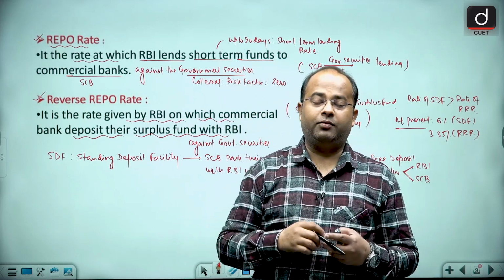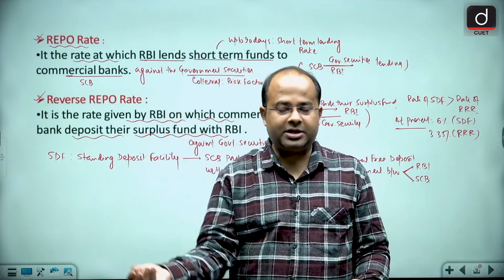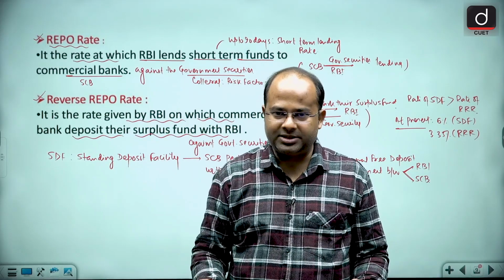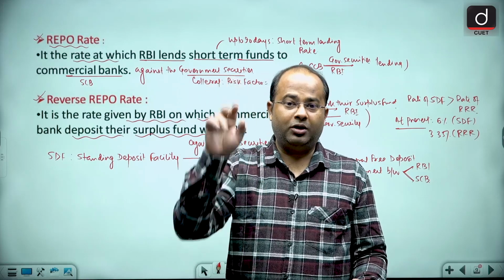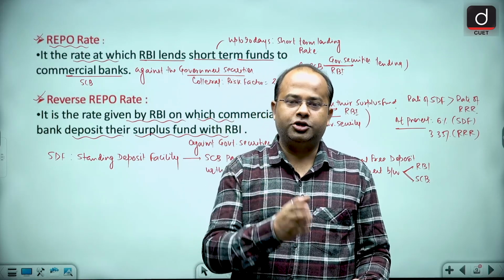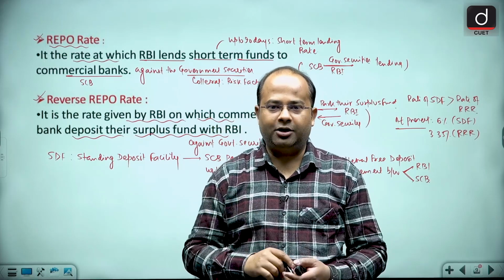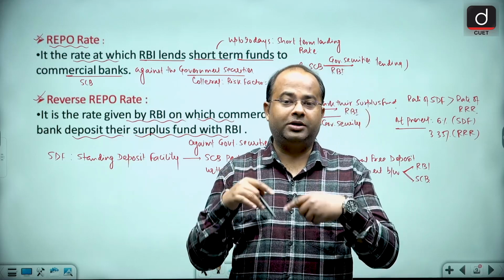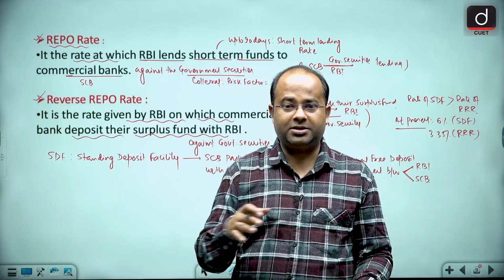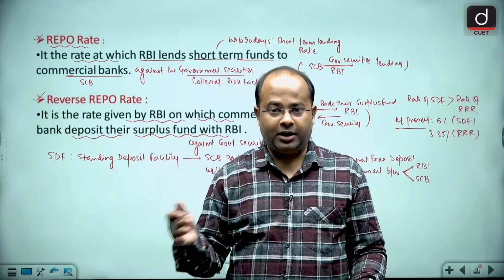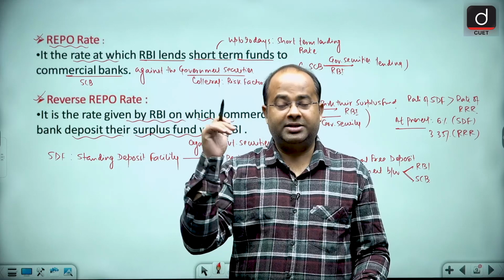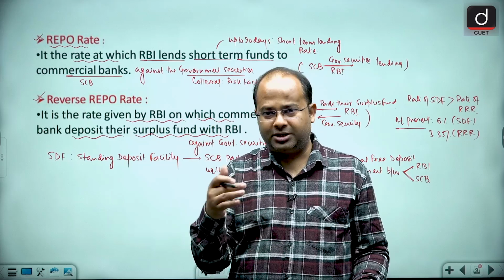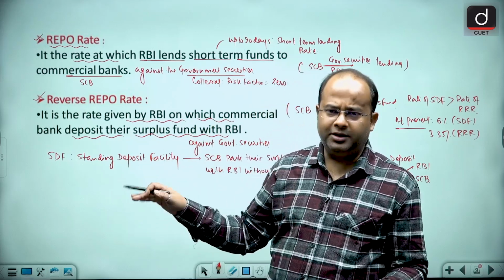Whereas in reverse repo rate, when commercial banks park their surplus fund, RBI gives them government security against that fund. I hope it is clear to all of you. But in SDF, there is no collateral agreement between scheduled commercial bank and RBI. So this is the slight difference between reverse repo rate and SDF. Therefore, the rate of SDF is higher than reverse repo rate. At present, as per the last monetary policy review, it is 6% for SDF and just 3.35% for reverse repo rate. So it is a good difference between these two.